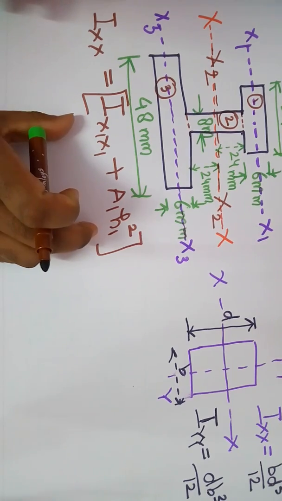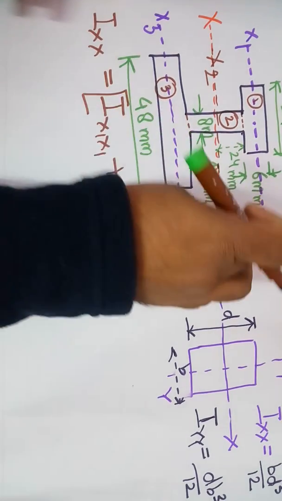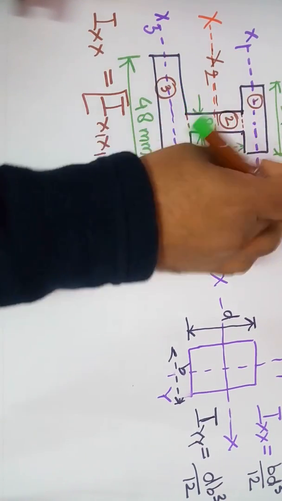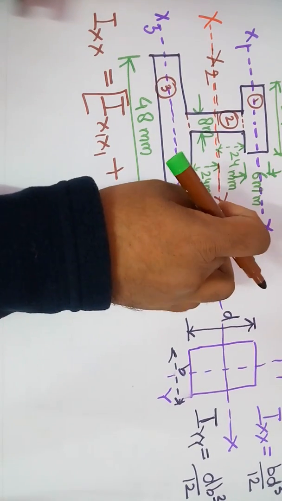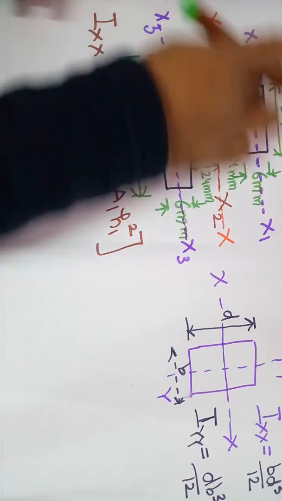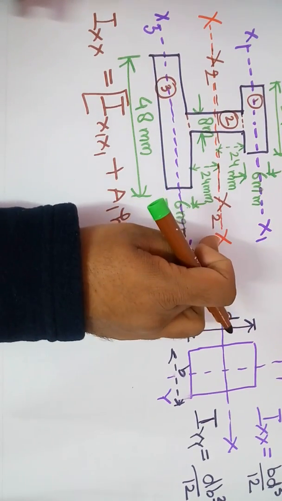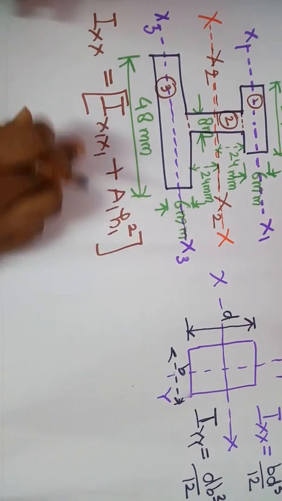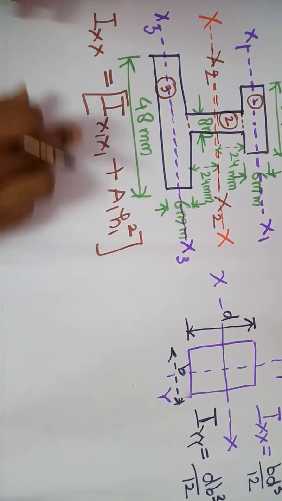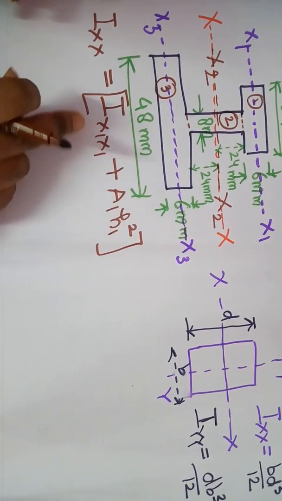By using the parallel axis theorem, we can find the moment of inertia of any object about any given axis, but that given axis must be parallel to either of the centroidal axes. Over here, this x-axis is parallel to x1, x1. That's why we are able to use the parallel axis theorem, and this is the mathematical statement of the parallel axis theorem.